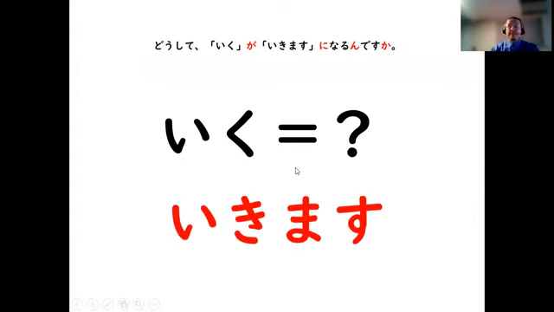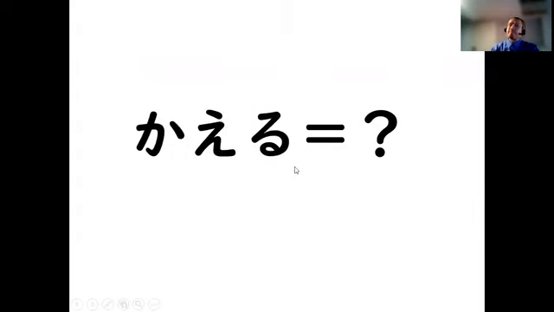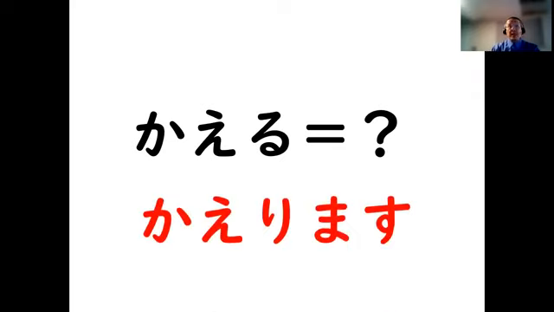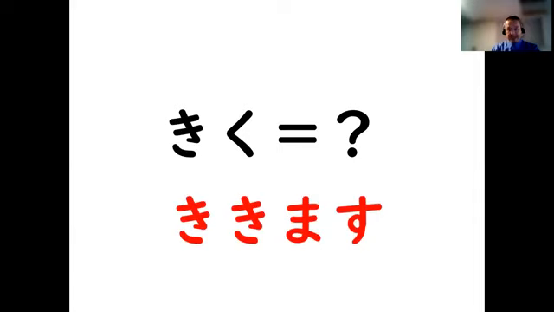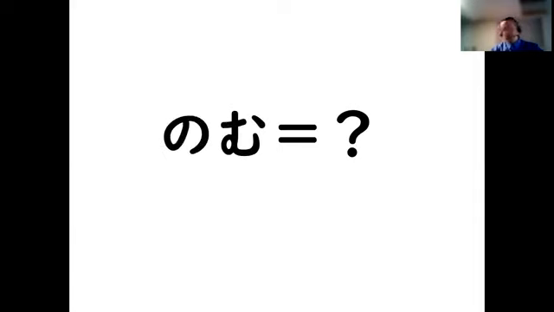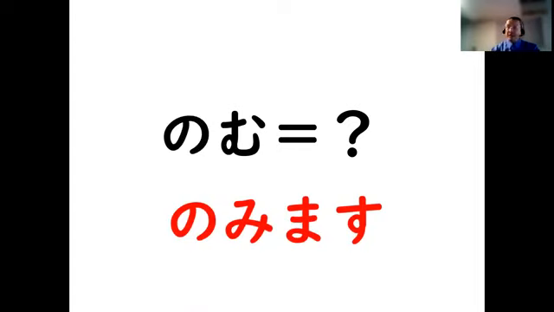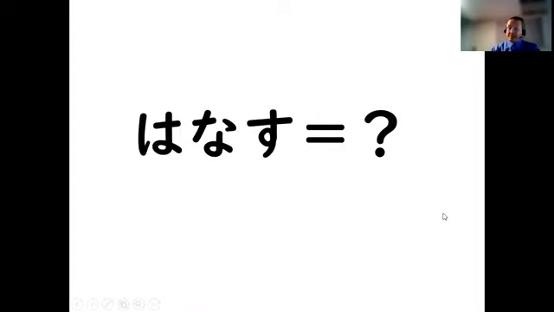Ikimasu, right? Good. How about kaeru? Ru, ri, ri. This one is a u-verb. In the book, when you work on your vocab, you'll see it tells you whether it's a ru-verb or u-verb. This one is a u-verb. So ru, ri, kaerimasu. How about kiku? This one is u for sure, right? It doesn't end with ru. So ku, ki, kikimasu. Yes. How about nomu? We got this already. Nomimasu.